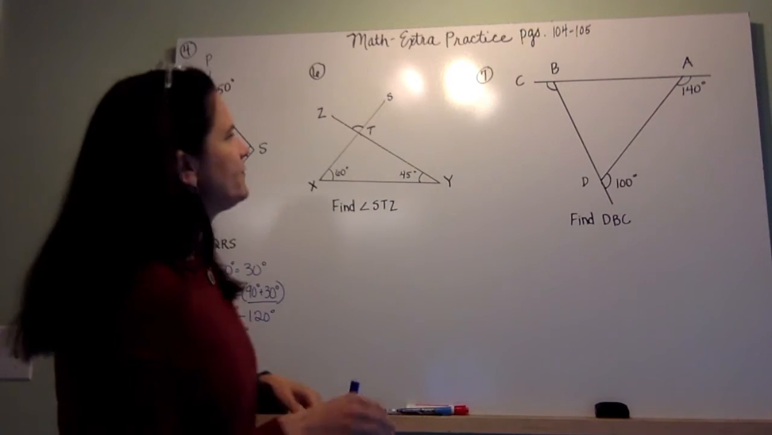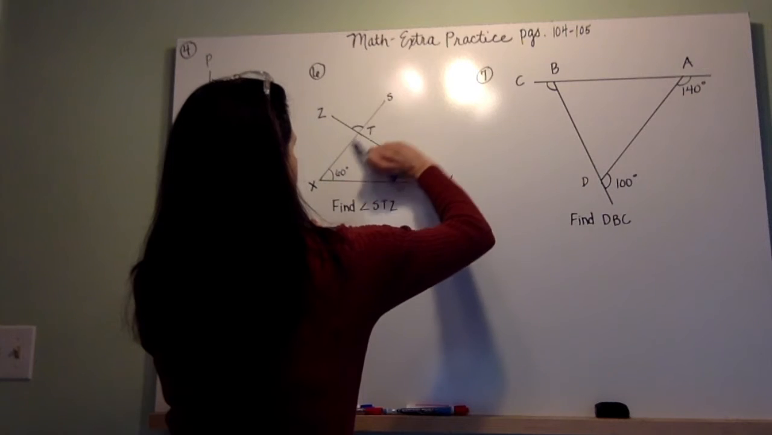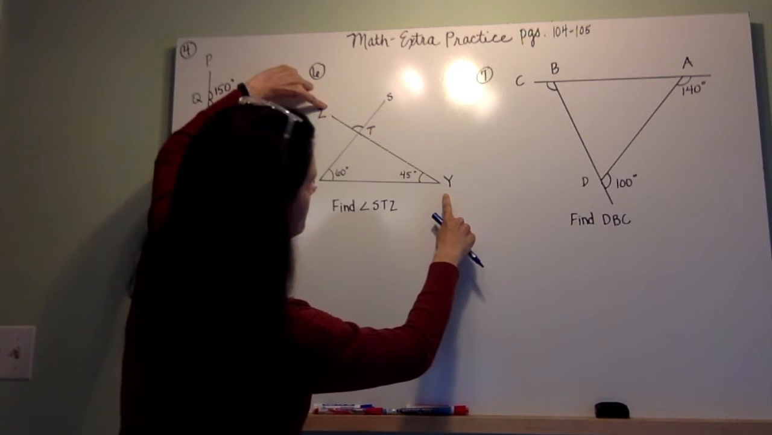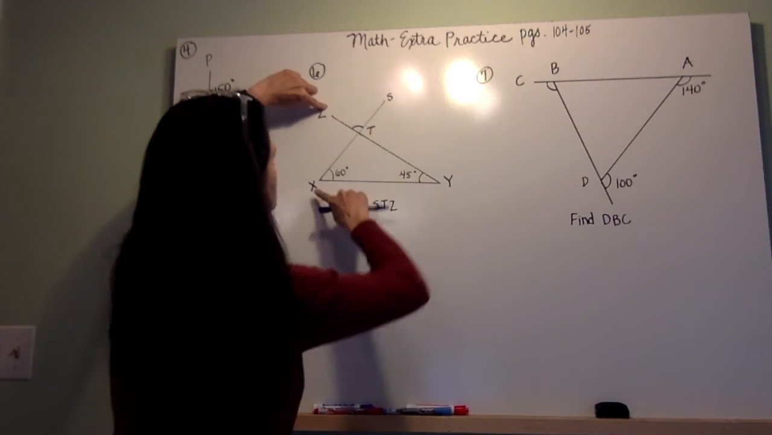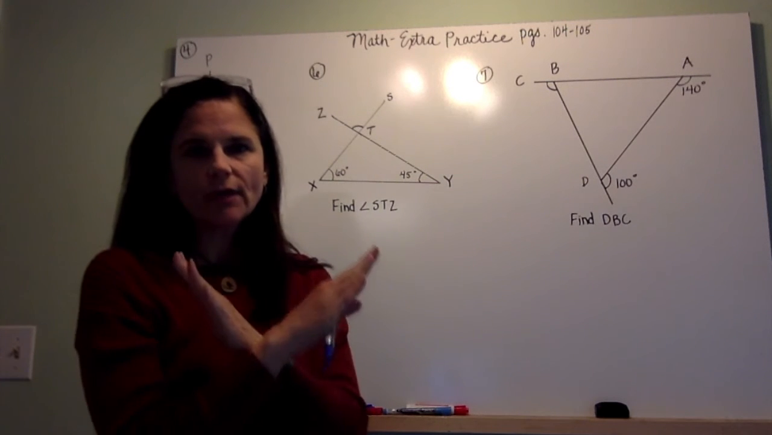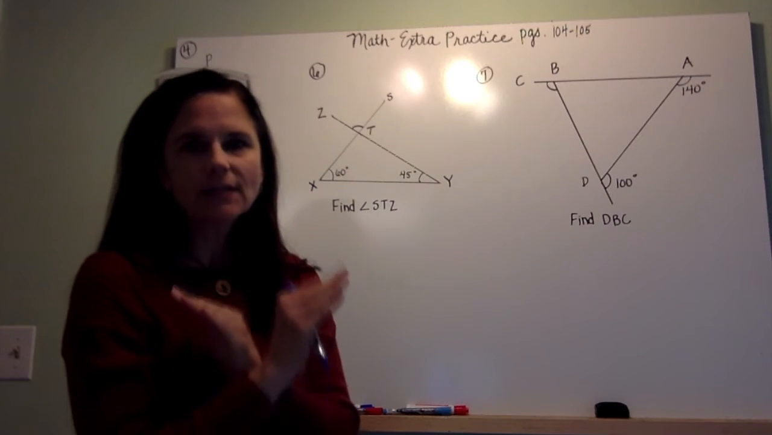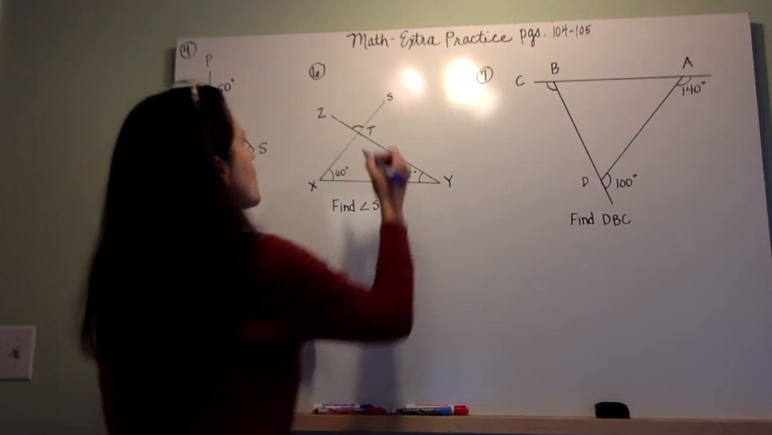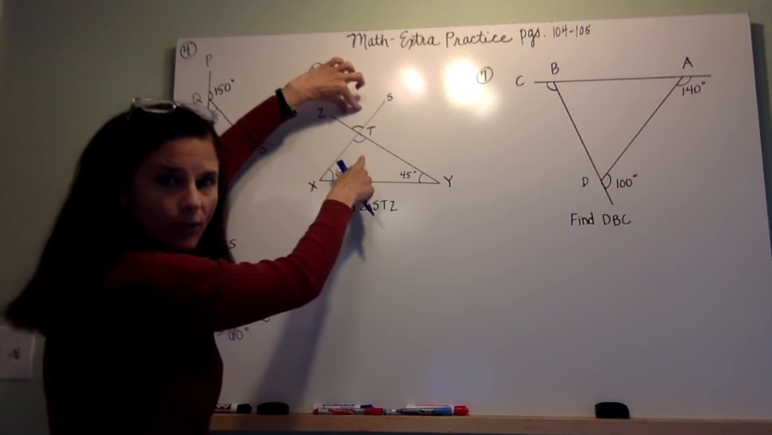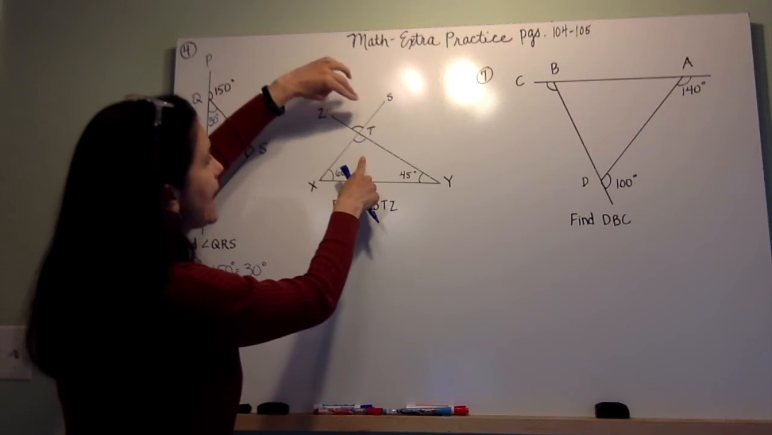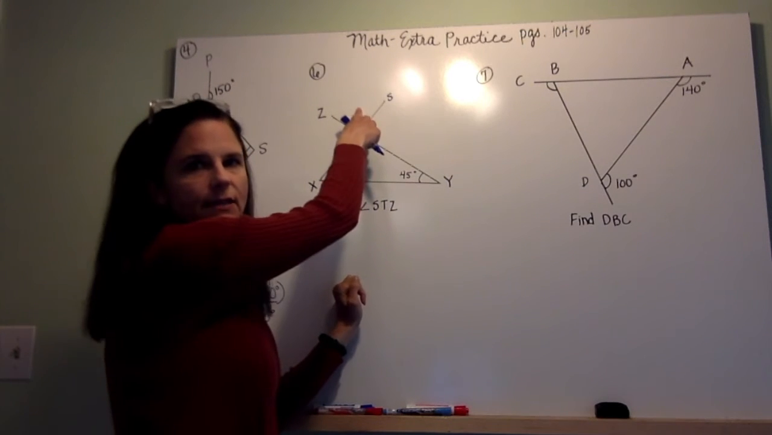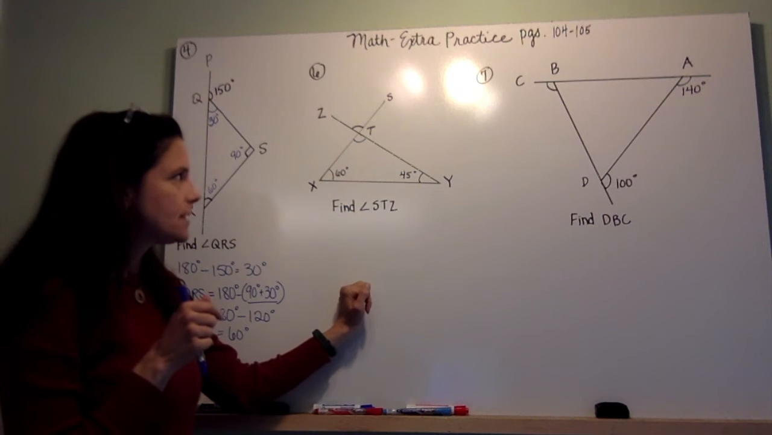Why is that? Well, if you take a look here, this side has been extended. This is a straight line, X to S. And this side has been extended, YZ. So these two straight lines cross. And I know that when I have two intersecting straight lines, the vertically opposite angles are equal. So this angle right here is vertically opposite the unknown angle that I'm trying to find. And I know that they're equal. So if I can find this angle, it's exactly equal to my unknown angle of STZ.